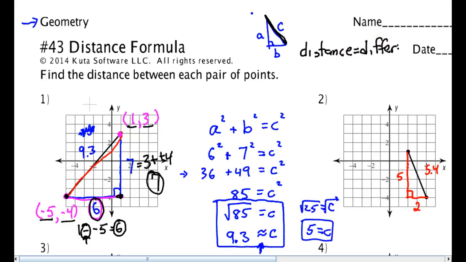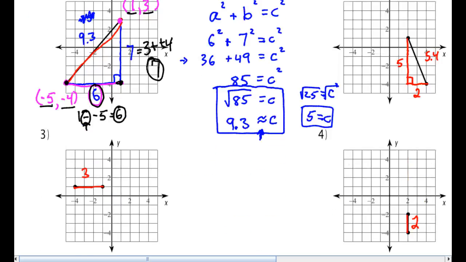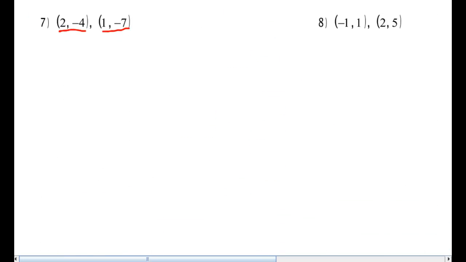Okay? Difference. If you want to know how far it is from 3 to 5, that's 5 minus 3, which is 2. You subtract them, and that'll give you how far apart they are. Okay? And that works over and over and over. Alright, so let's give that a go.